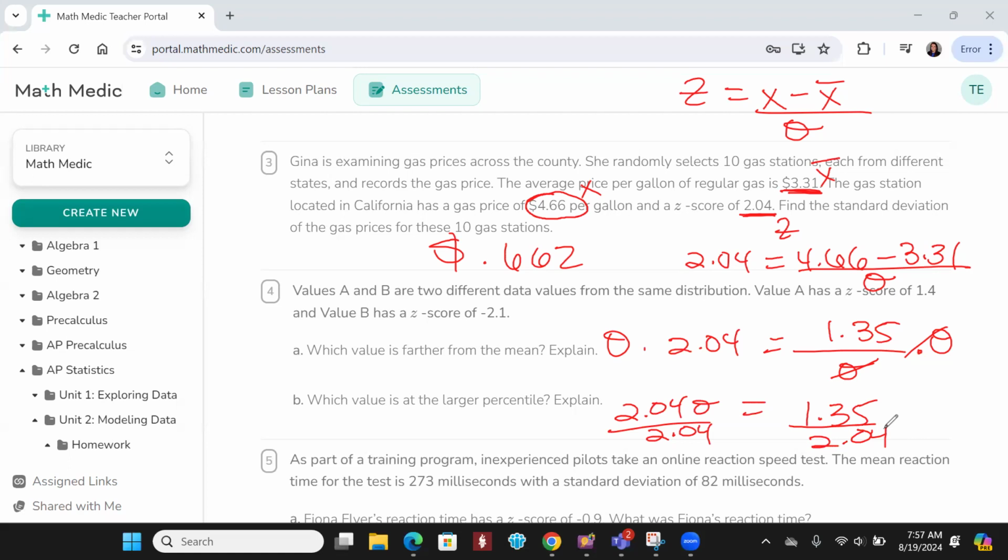Everybody okay on that? What was the explanation for A? For part A, value B is farther from the mean because the z-score has a larger absolute value. For part B, value A is at a larger percentile, because value A has a positive z-score, which means it's above the mean and has a percentile greater than 50%. Value B has a negative z-score, which means it's below the mean and has a percentile less than 50%. Cool.